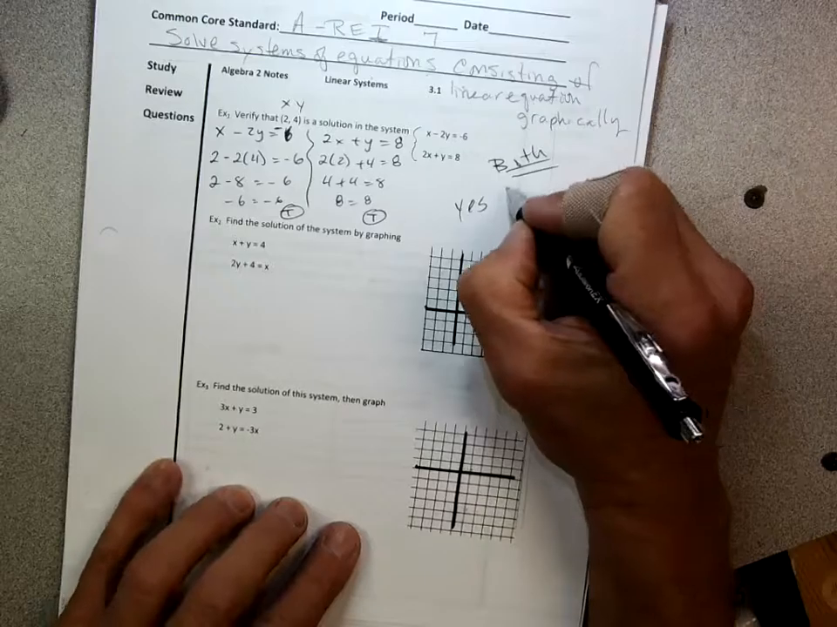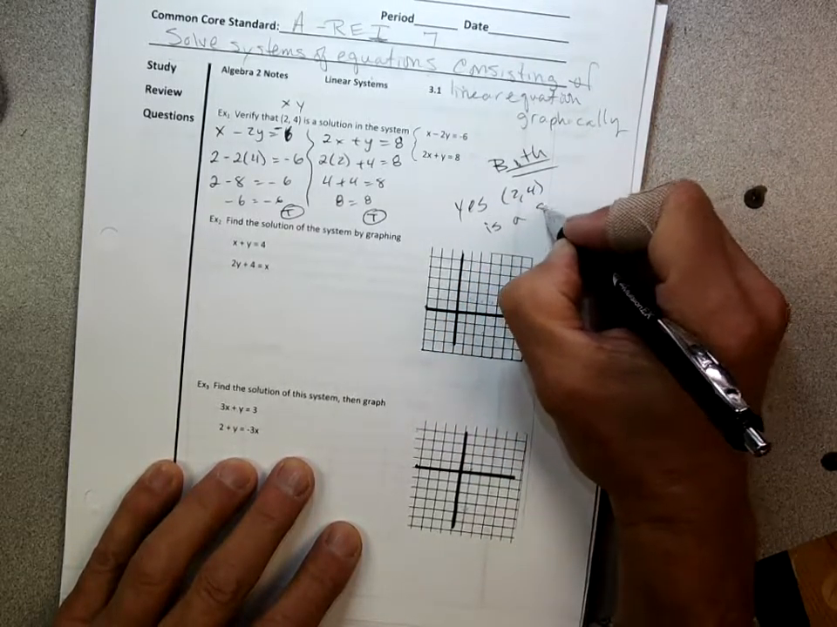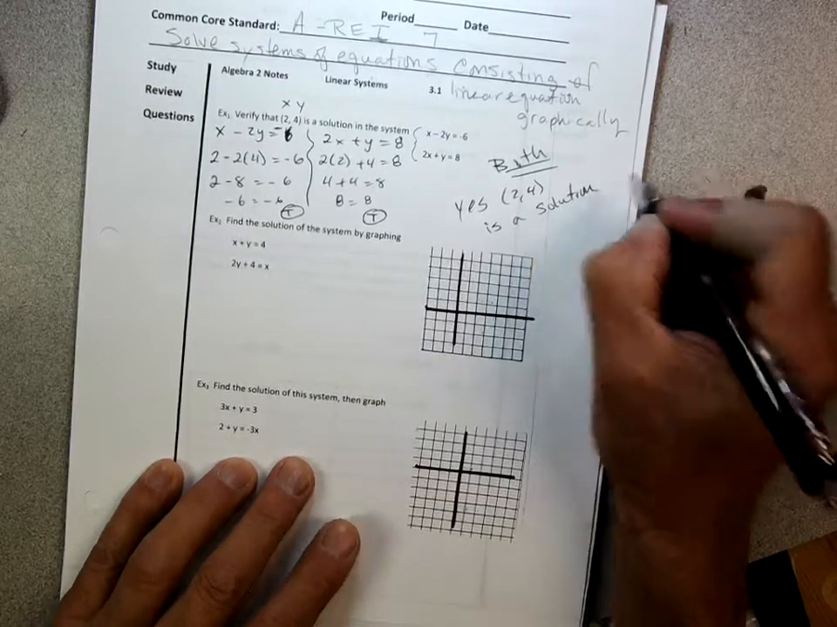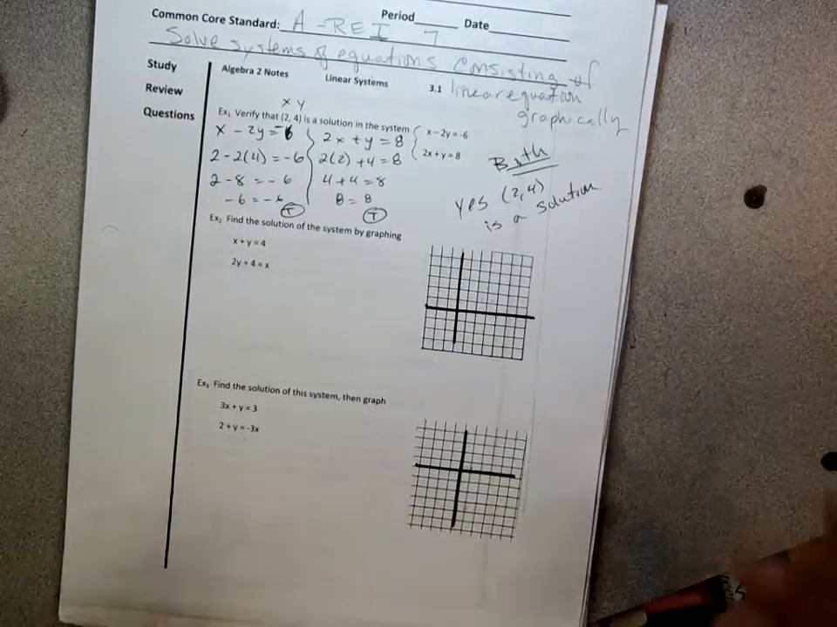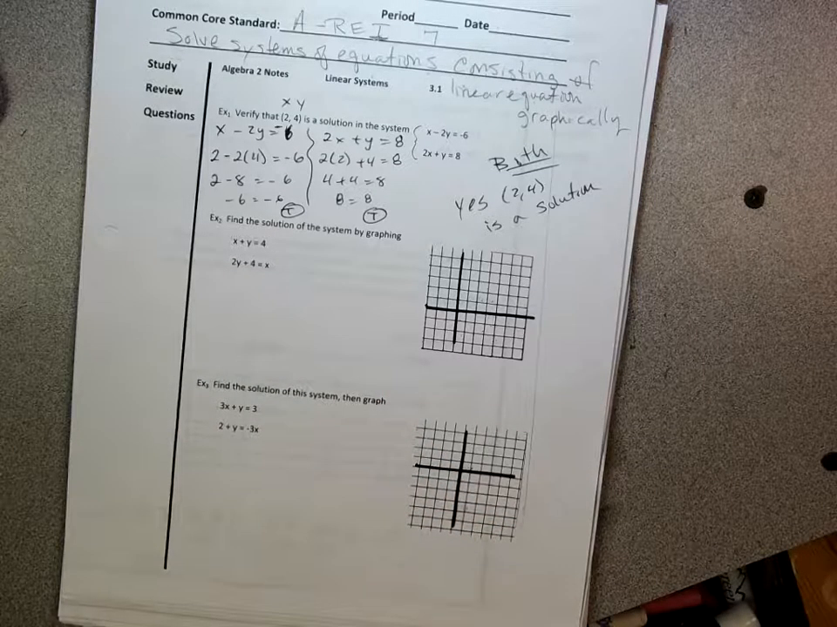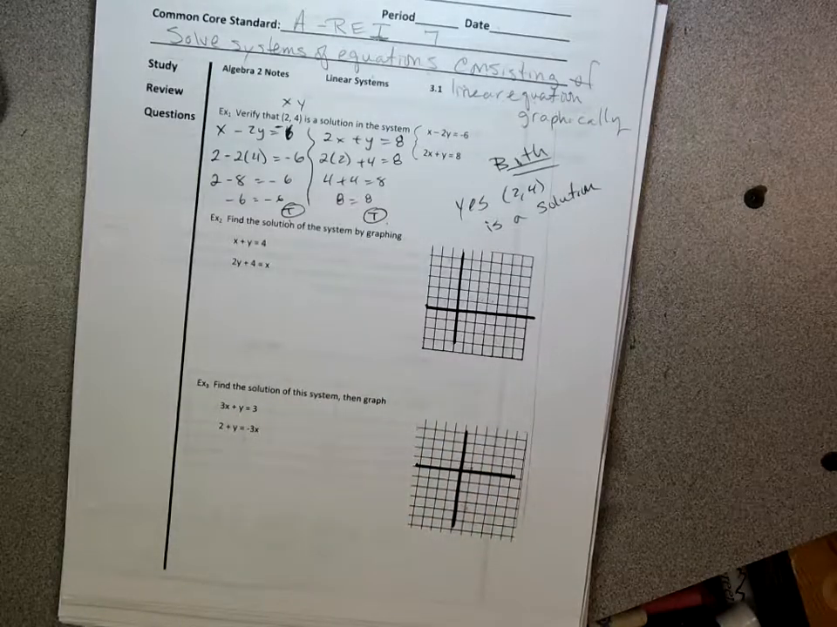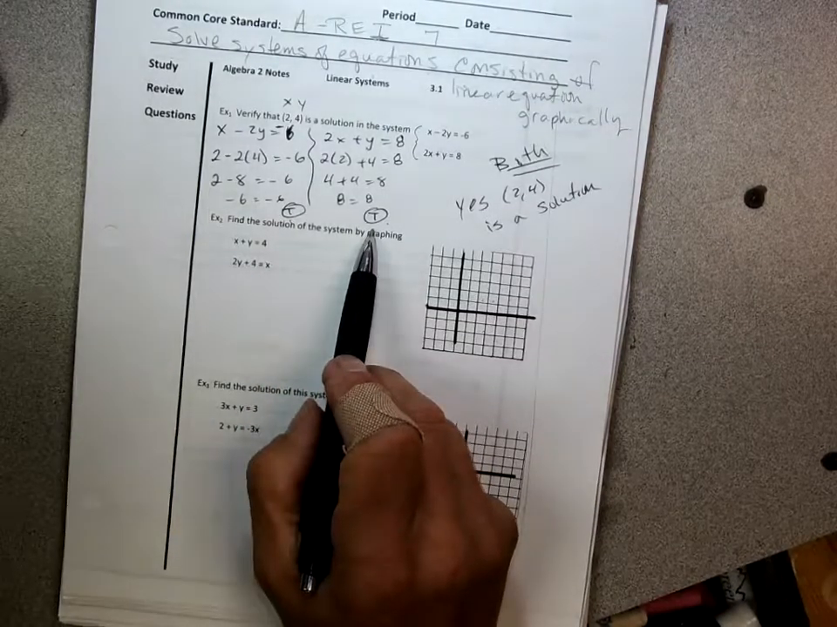Yes, the point (2, 4) is a solution. So (2, 4) is an answer. It's a solution, okay? That was easy. We just plugged in both x and y values into both equations, right? If it worked, if we got a true statement both times, yes. If you get a true on one and not on the other, it's no. Okay, it has to work for both.